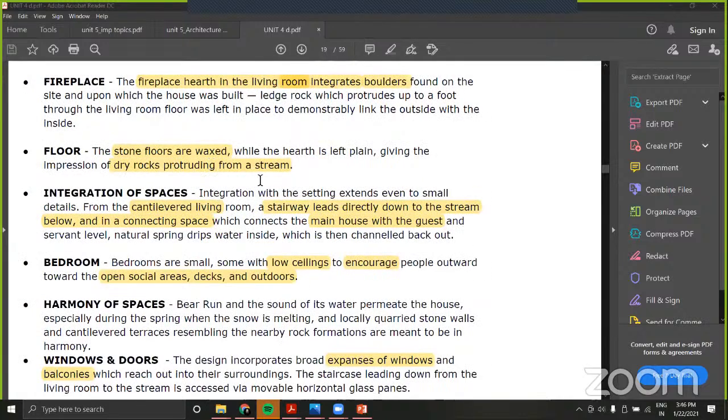So the fireplace is the heart of the living room, which indicates a boulder found on the site upon which the house was built. The stone floors are waxed, and dry rocks are protruding from the stream. As I said, he used all those natural elements, and he also used materials which were available within the site. So integration of spaces: a stairway leads directly down to the stream below, connecting spaces, with the main door for the guests. Bedrooms are small, some with low ceilings, to encourage people outward toward the open social areas, decks and outdoors.